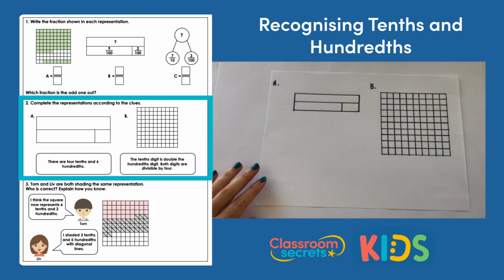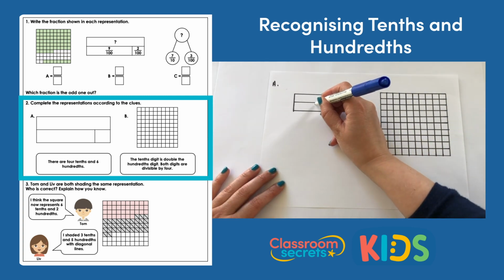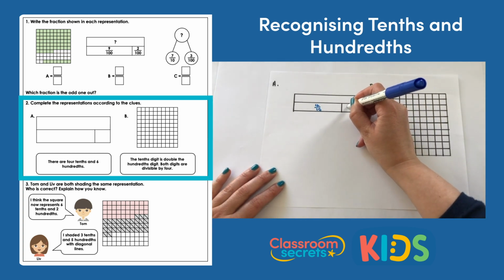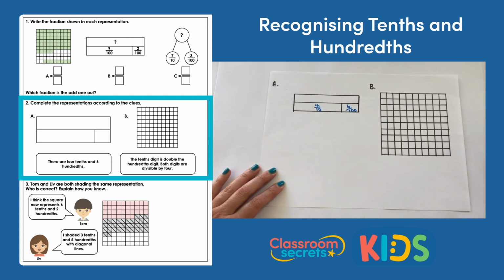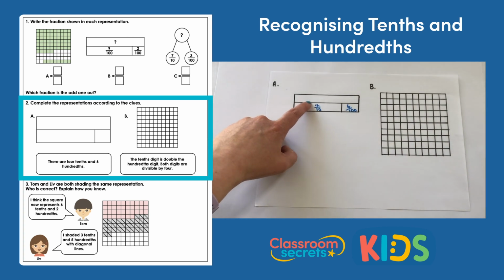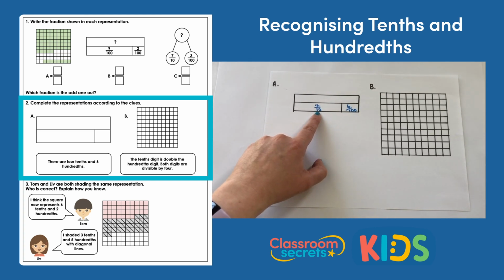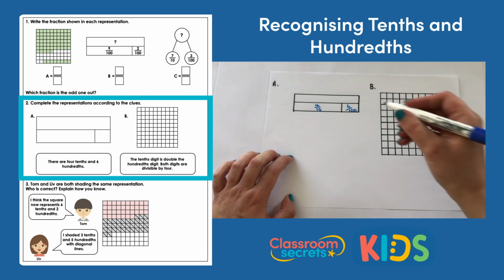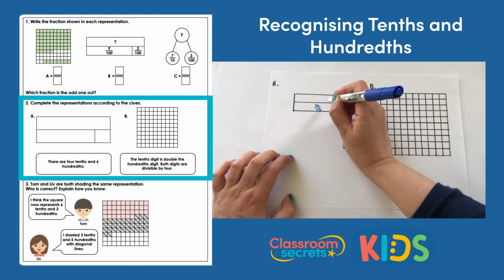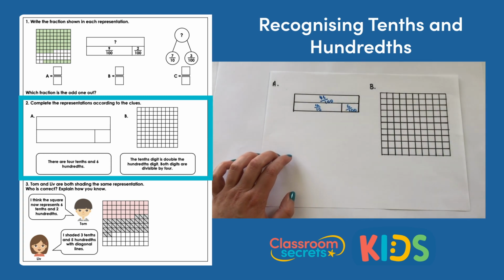Having a look at A, there are 4 tenths and 6 hundredths. Now I know that my 4 tenths are going to be bigger, so I'm going to put that into my bigger section here. And 6 hundredths would go here. And then we need to make sure that we put the whole amount into the top. So our parts are 4 tenths and 6 hundredths. So 4 tenths is equivalent to 40 hundredths plus the 6 hundredths. So the answer is 46 hundredths in that top box there.